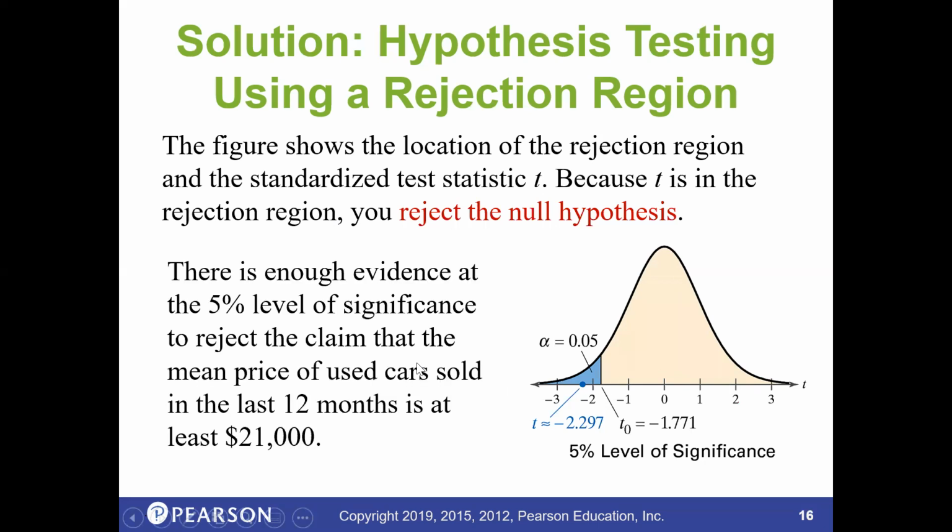So we say this right here: there is enough evidence at the 5% level of significance to reject the claim that the mean price of used cars sold last year is at least 21,000.